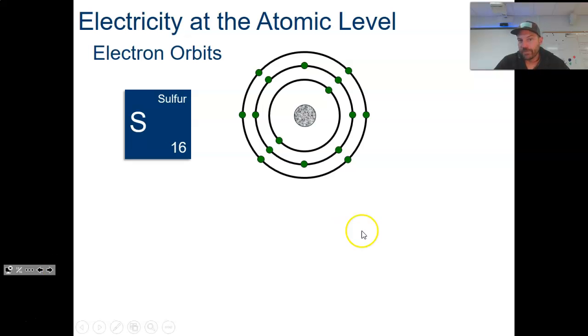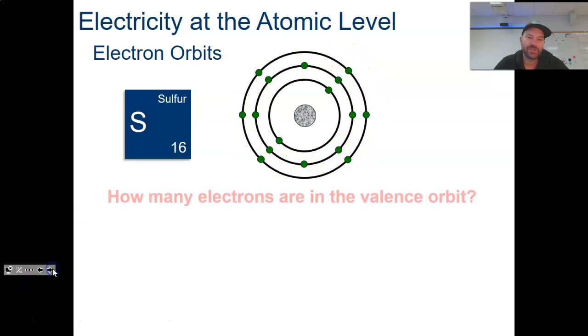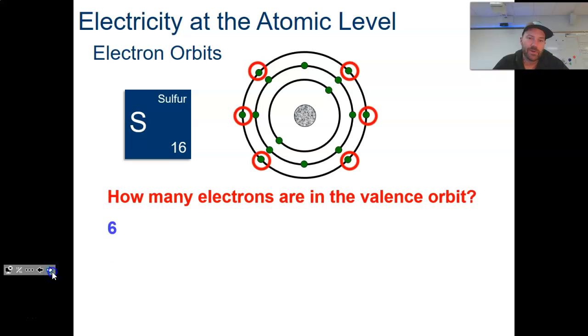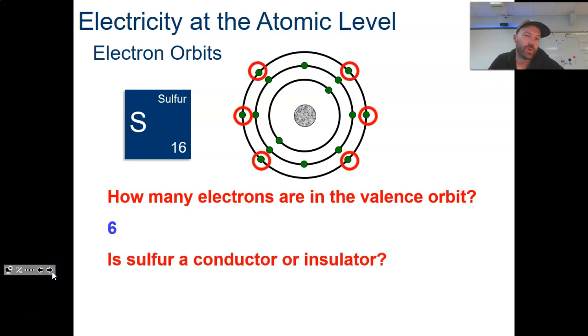So sulfur, you can see here, it's not real easy to give away 6. It would rather just take in 1 or 2 to fill up its outermost shell. So this is going to be a good insulator. So it would absorb an electron. It doesn't like to give electrons.